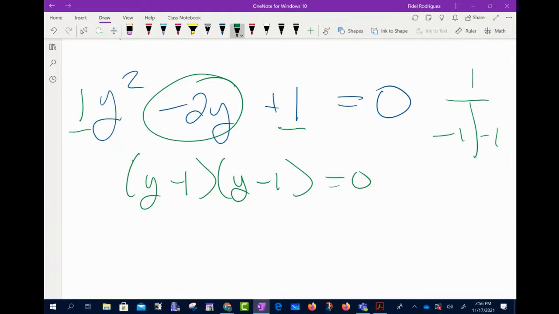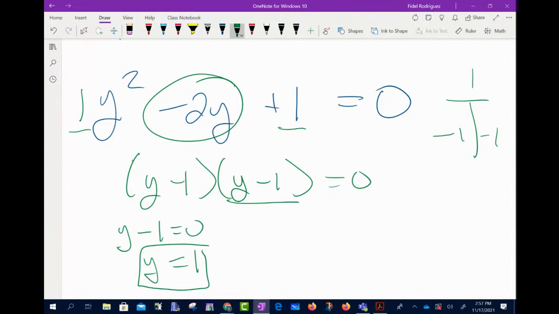If the number in front of the y squared is 2, 3, 5, 11, then I have to go through the whole grouping process. These are the easy breezy cover girl problems. Okay, look what we're going to do. We're going to set each part equal to 0. Y minus 1 equals 0. Y is equal to 1.